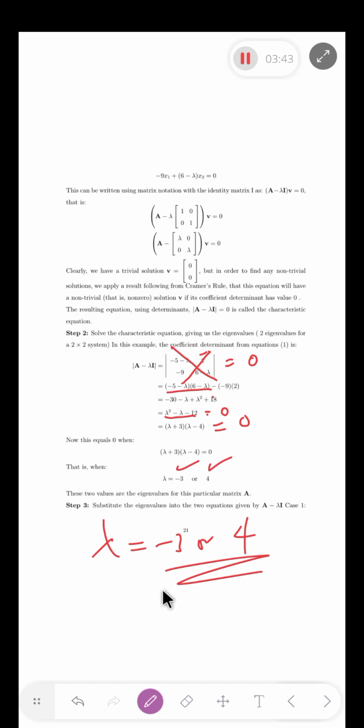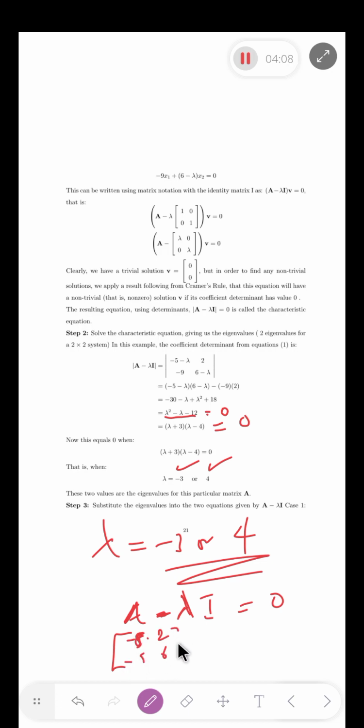How do we find the corresponding eigenvectors? You will need to come straight back to this and substitute. To find the eigenvector, the algorithm step given to us is A minus lambda I equals 0. And you know what to do from here. What's my A? My A is minus 5, 2, minus 9, 6, minus, what's my lambda? 3, that's plus 3 of 1, 0, 0, 1.